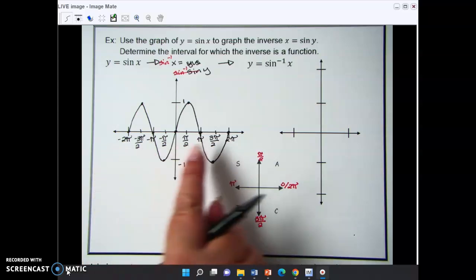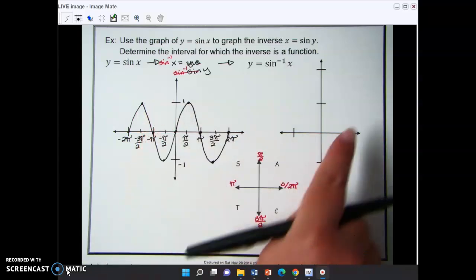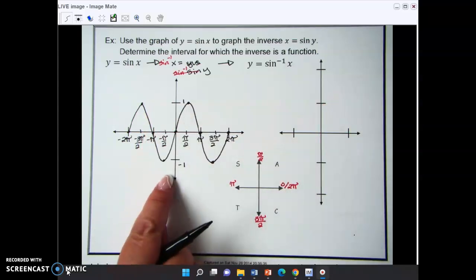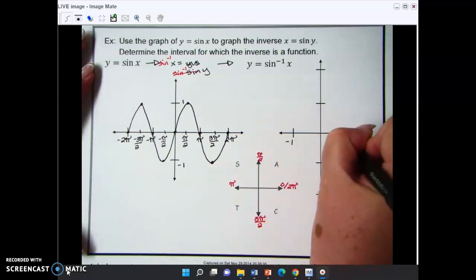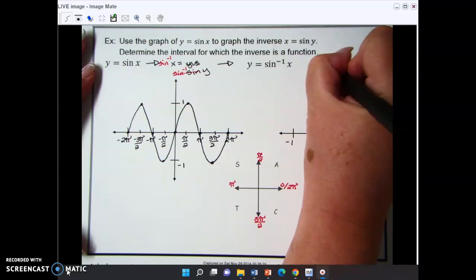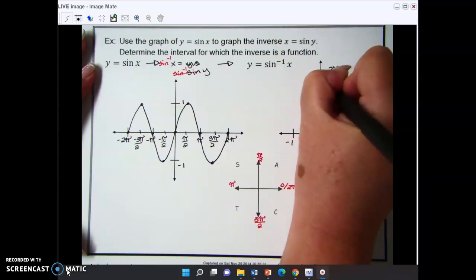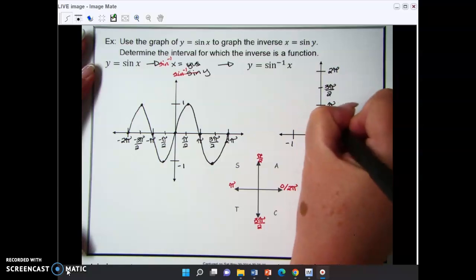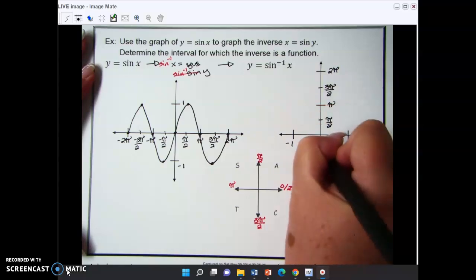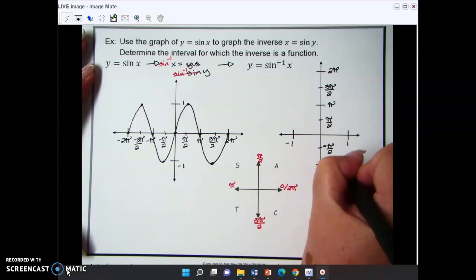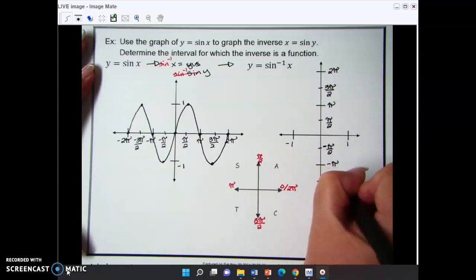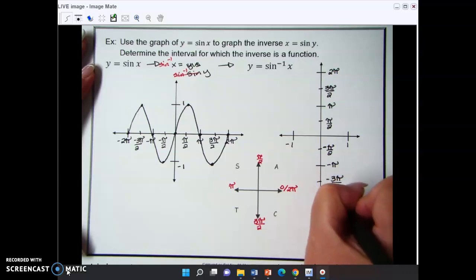So what is x in this graph here becomes y in this graph here. And what's y in this graph becomes x in this graph. So this is -1, this is +1. We've got 2 pi, we have 3 pi over 2, we have pi over 2, negative pi over 2, negative pi, -3 pi over 2, and -2 pi.